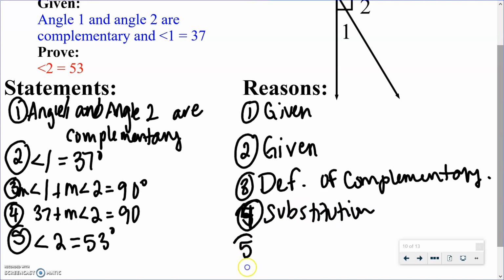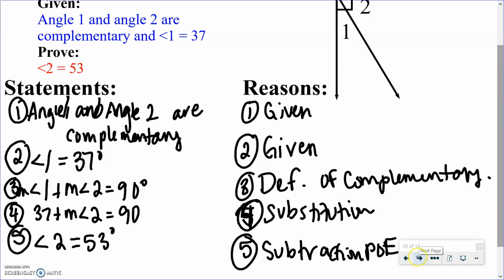Okay, and then number 5, we're going to take away 37 from both sides and use the subtraction property of equality to get that proved statement of angle 2 being equal to 53 degrees. Okay?